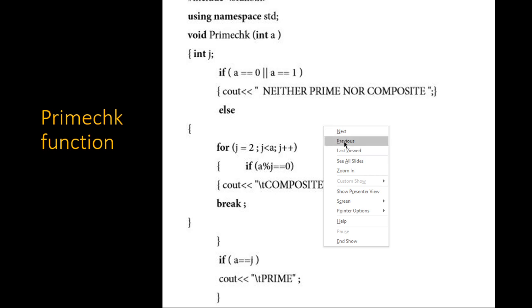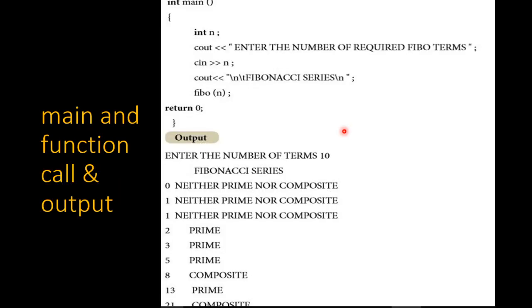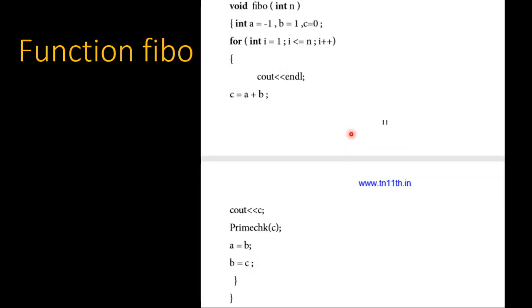Now let us go to the next part of the program, which is the next function, the Fibo function. This Fibo function is going to generate the Fibonacci series. Here Fibo is the function name, int n is the parameter of this function, and void is the return type.